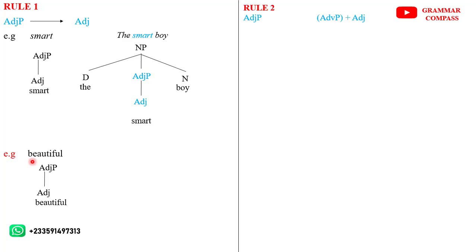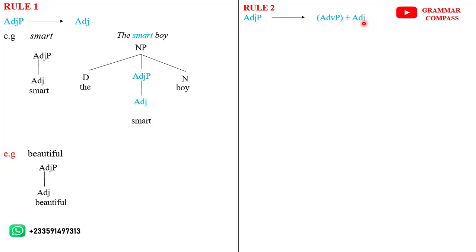Let us move on to rule number 2. In the first rule, we have seen that most adjective phrases will consist of only one word, an adjective. So if that happens, this is how you should draw the tree. Now, what if the adjective phrase consists of two words, one being an adverb phrase and one being the adjective head? We know that in grammar, when you are given this structure to give examples of, it means that you should give an adjective phrase where an adverb is modifying the adjective.